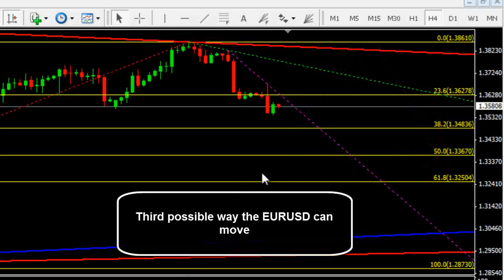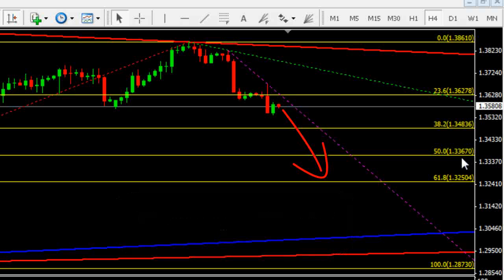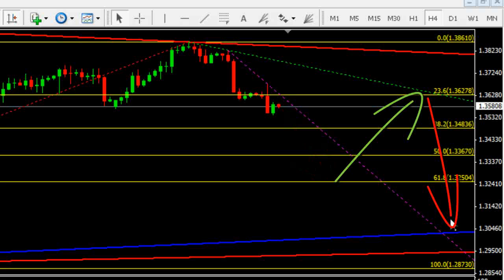Or the third possible way: on Monday morning, price could straight away fall to 50 at 1.3367 or 61.8 at 1.3250 and then break this branch trend line somewhere around here and find a resistance at this trend line, then falling back to this blue line which we drew from the weekly chart.